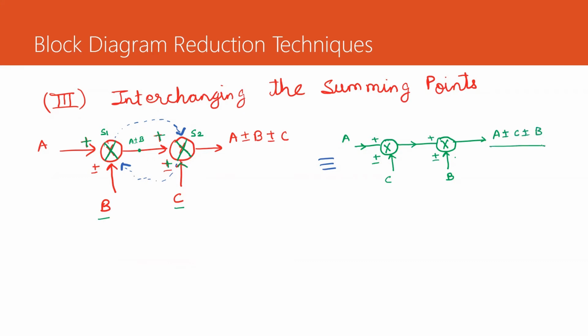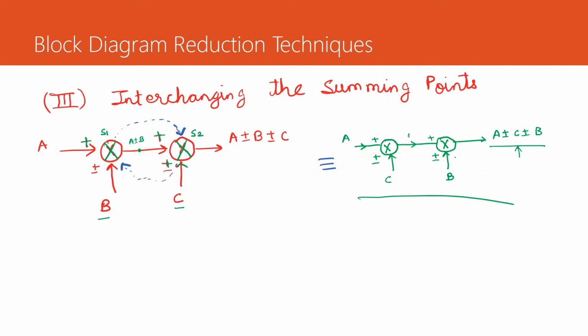Now you can use this rule when you have to move a summing point in a complex block diagram. You can easily do this because the output is the same. But you have to remember that there is nothing in between two summing points. The two summing points are directly connected, or we have a gain value of 1 over here.